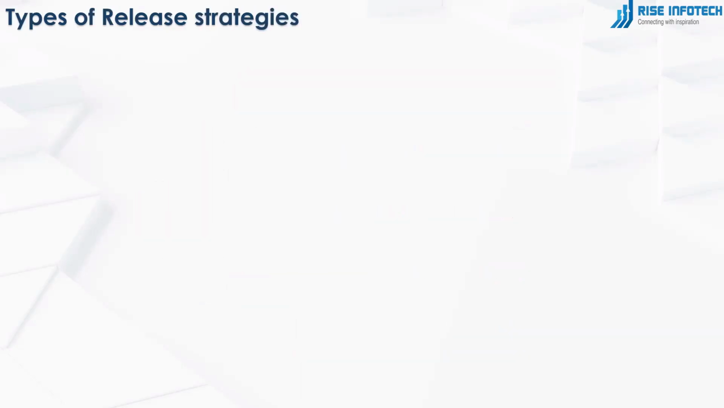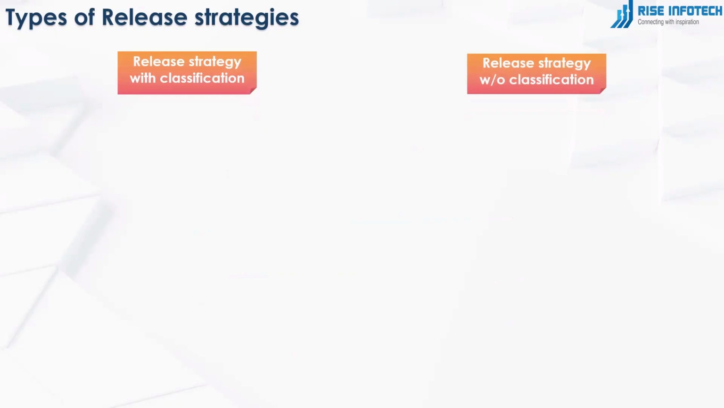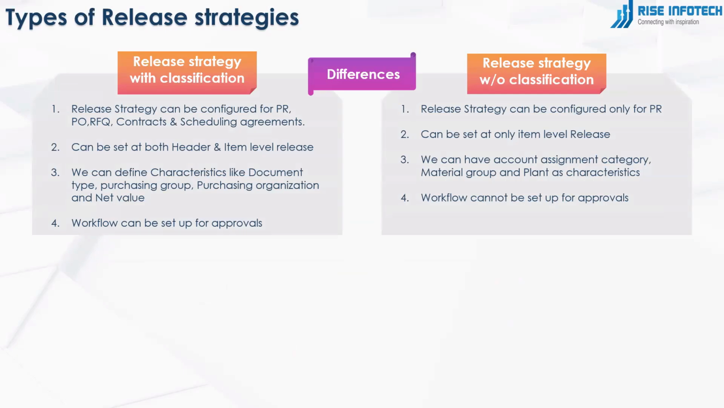So we have two types of release strategy. One is release strategy with classification, another is release strategy without classification. The major differences are that release strategy with classification can be configured for purchase requisition, PO, RFQ, contracts and scheduling agreements, and without classification, it can only be configured for purchase requisition. And release strategy with classification can be set at both the header and item levels, but without classification, it can be set at only item level release.